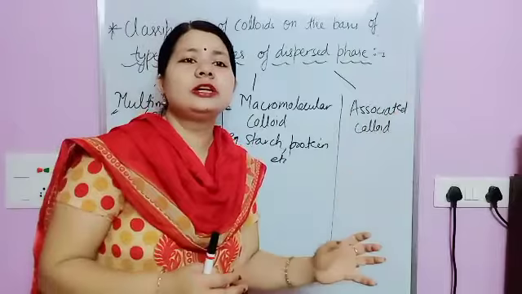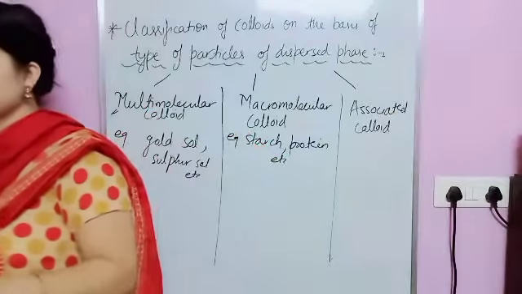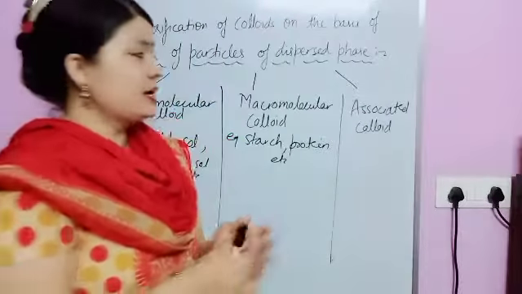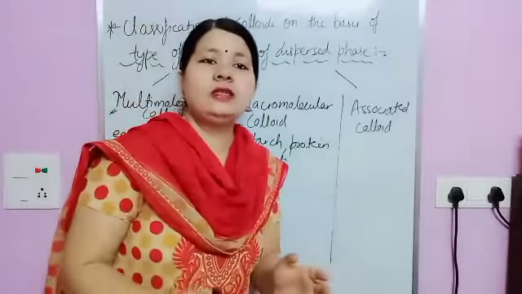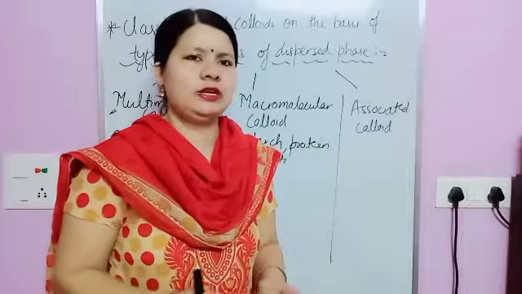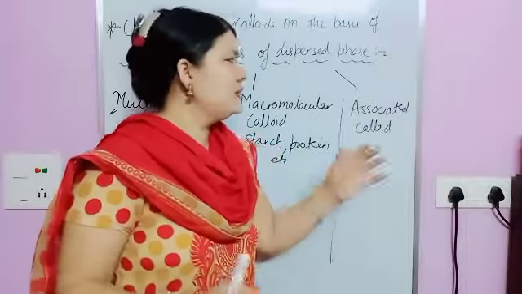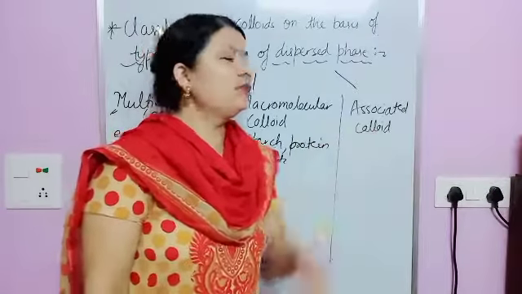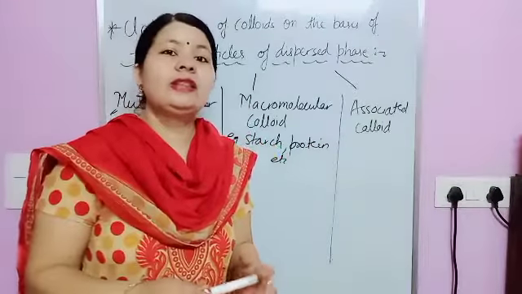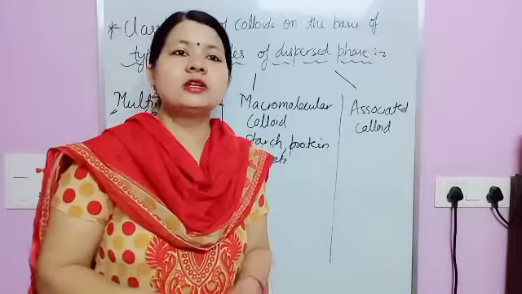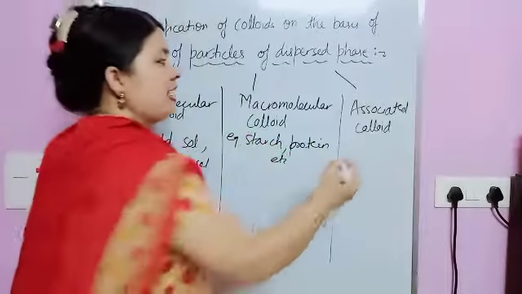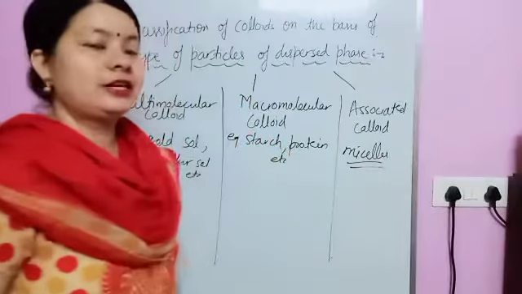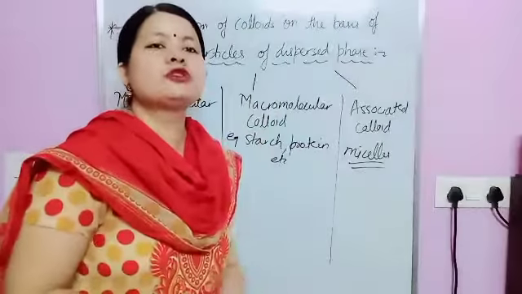Generally, associated colloids are substances which, when present in less amount, behave as normal electrolytes, like the normal electrolytes we have. But they behave like colloids when their concentration is high. The reason is the formation of aggregates, and those are known as micelles. You know micelle formation in case of soap: a cluster forms, an aggregation of particles.